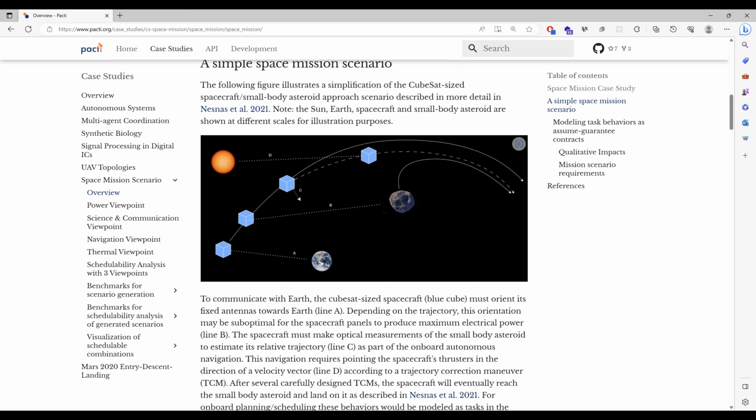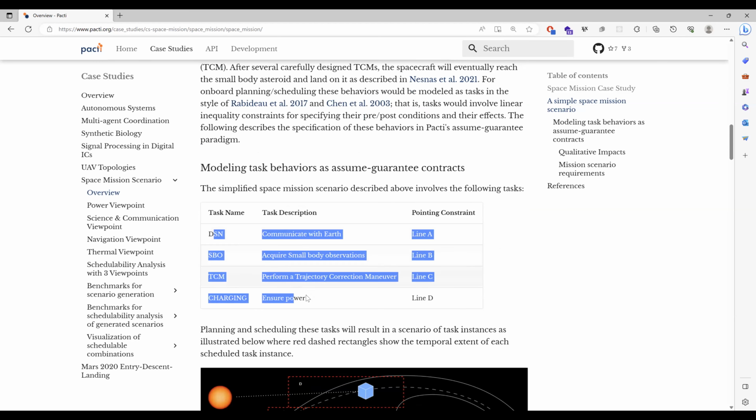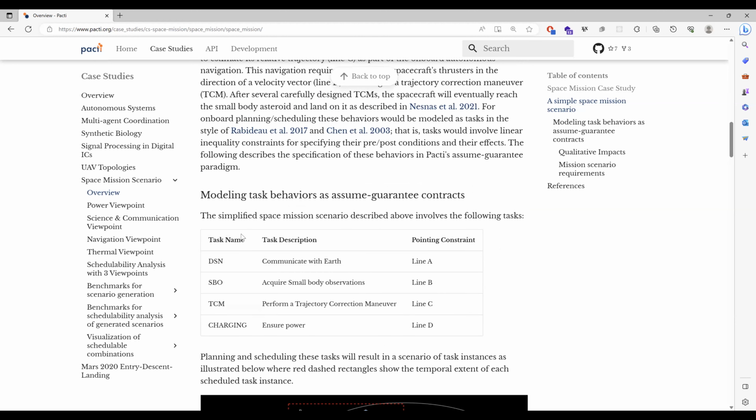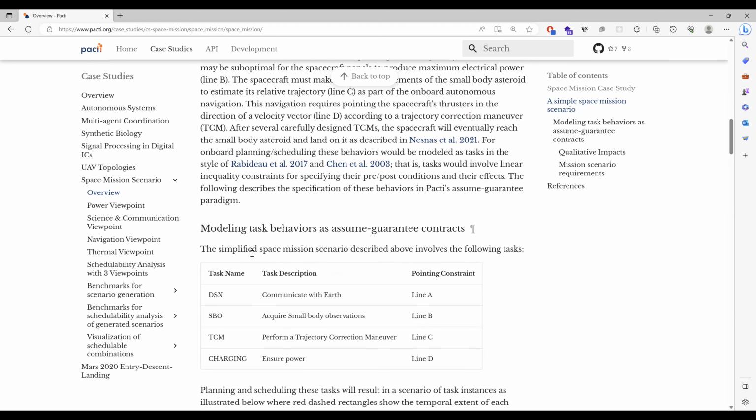The modes of operation are indeed four, and they are right here. You have a mode of operation called DSN, which is to communicate with Earth. That means the spacecraft is going to position itself in such a way that it has a good line of sight towards Earth, and it is going to send whatever data it wants to send. So that's communicate with Earth. Then you have another mode of operation called acquire observations. That means the spacecraft is sufficiently close to the object that we want to study, and it is going to take whatever measurements it needs to take.